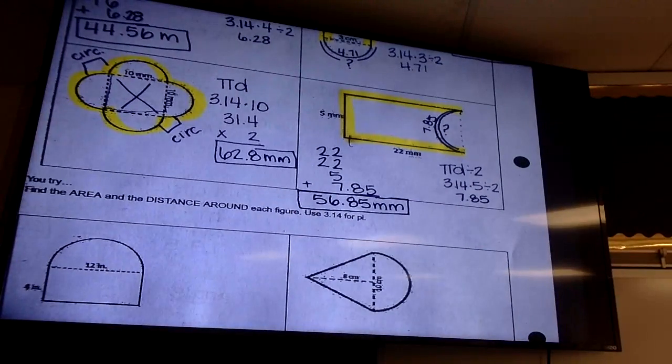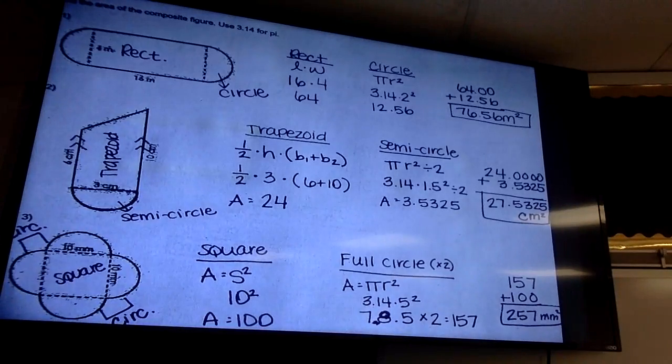And that's how I find the distance around a composite figure and the area of a composite figure. If you have any further questions, make sure to ask the next time you see me.